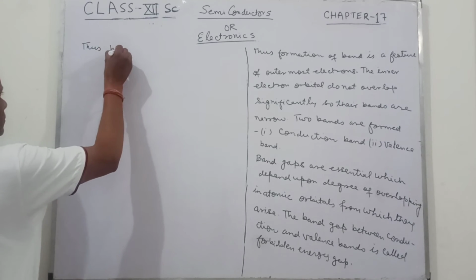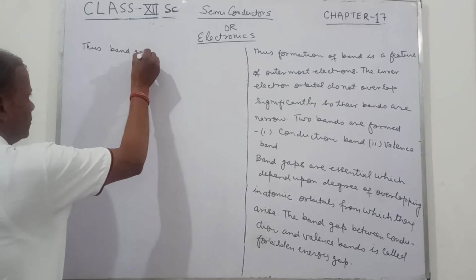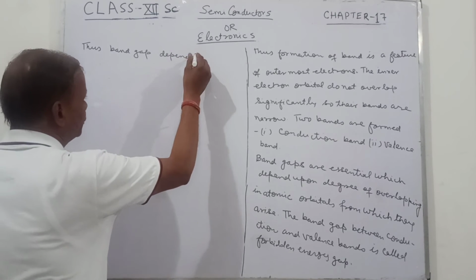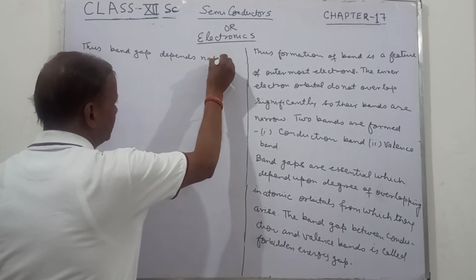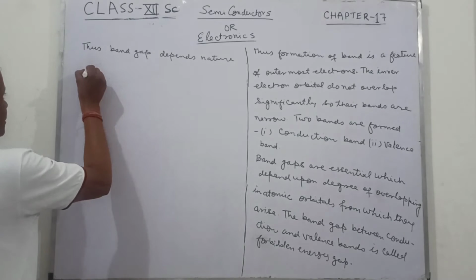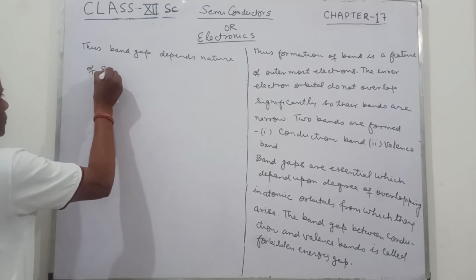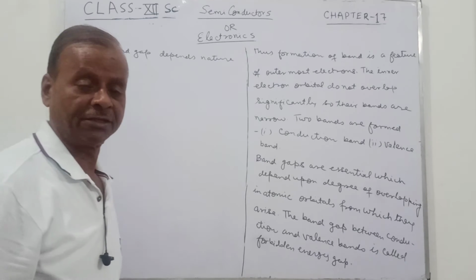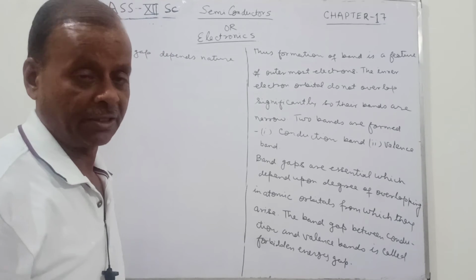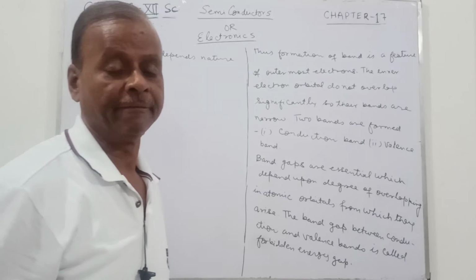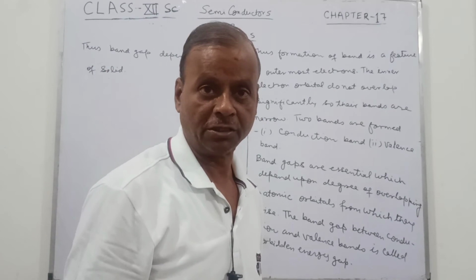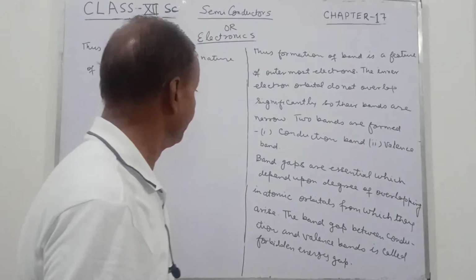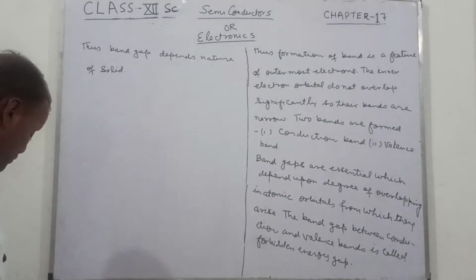Thus, band gap depends upon the nature of the solid. It means that band gap is different in different solids. If they are of different kinds, suppose some are conductors, some are non-conductors, some are insulators, then definitely they will have different energy levels, different band gaps.